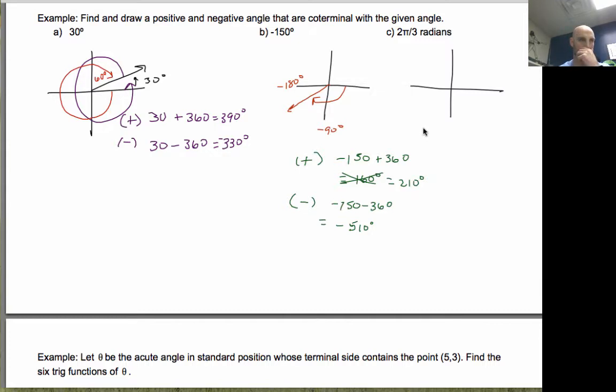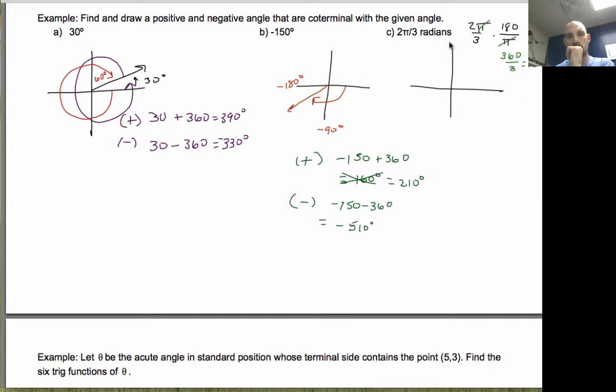2 pi over 3 radians. Now, if you're familiar with the unit circle, you might remember this. But if you're not familiar right now, we can do a little bit of pre-work on this and talk about converting. So 2 pi over 3 radians, if I convert this to degrees, and remember what I want on top, so 180 is on top, the pi's are going to reduce out. So I've got 360 over 3, which is 120 degrees.